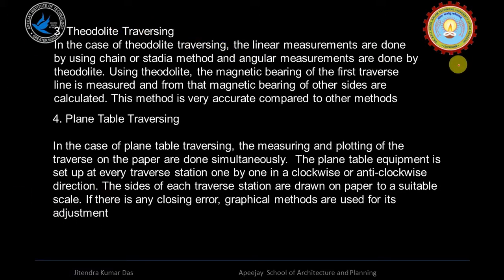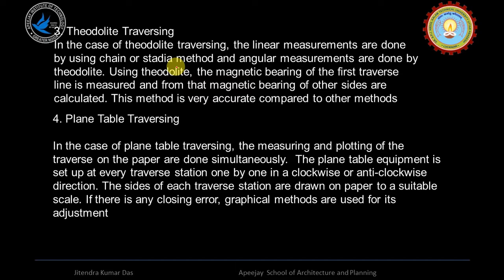Theodolite traversing. In this case, linear measurements are done by using chain or some other length measurement instrument, and angle measurements are done by theodolite. Using theodolite, the magnetic bearing of the first traverse line is measured, and the magnetic bearing of other sides are also calculated. This method is very accurate compared to other methods.